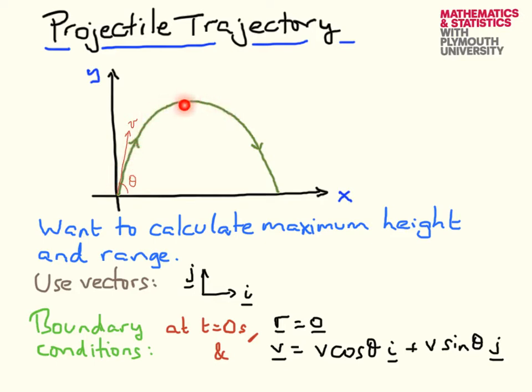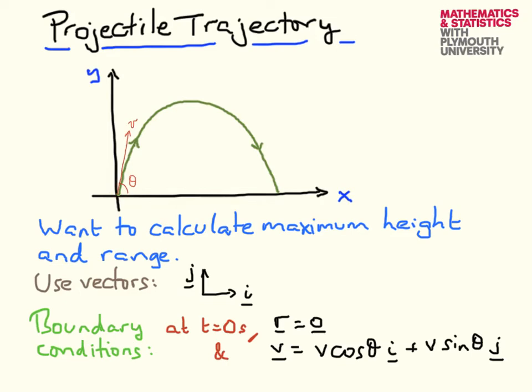it will reach maximum height. We want to calculate that, and it will then start to come down, and where it hits the ground is its horizontal range, and we want to calculate that as well. The language I'm going to use to calculate this involves vectors, and i is going to be the unit vector in the horizontal direction and j is the unit vector in the vertical direction.